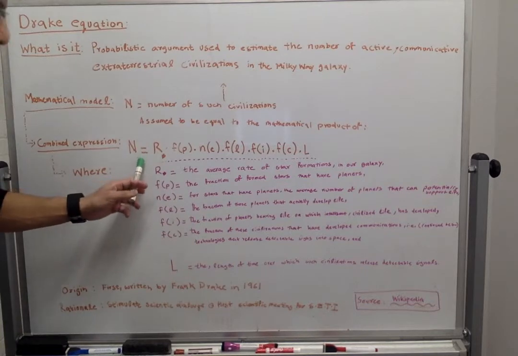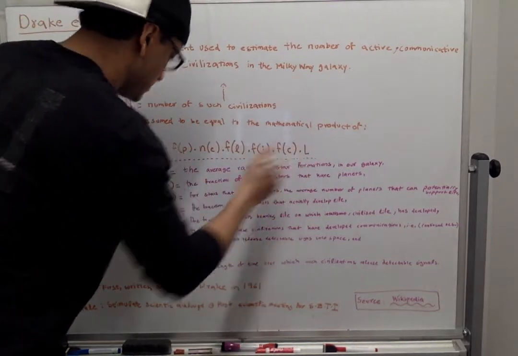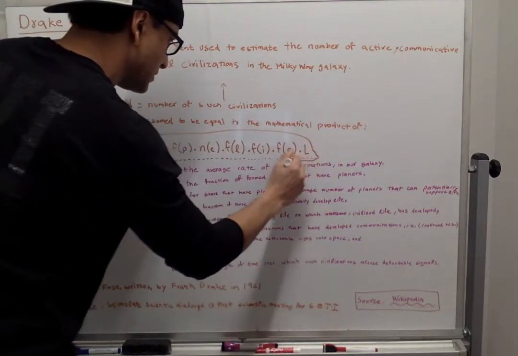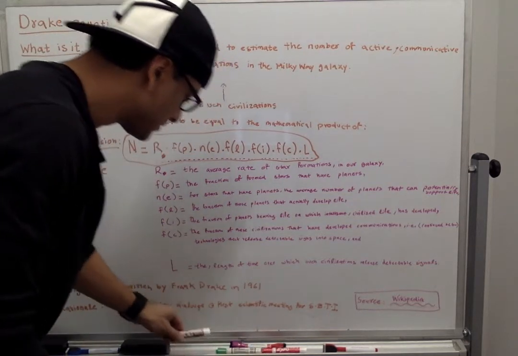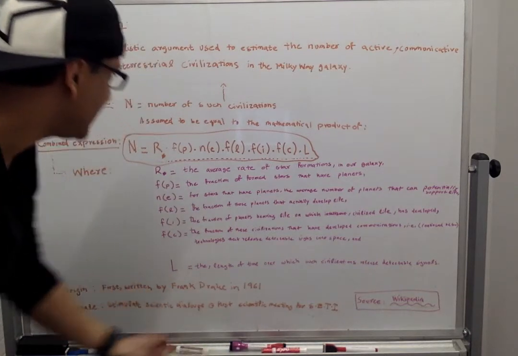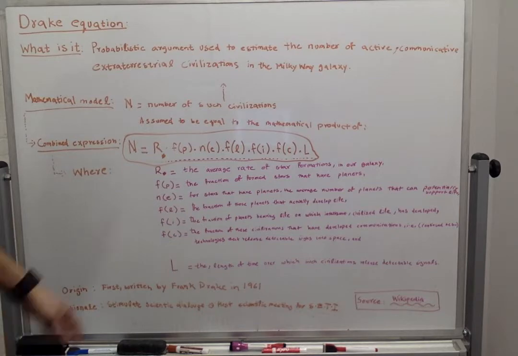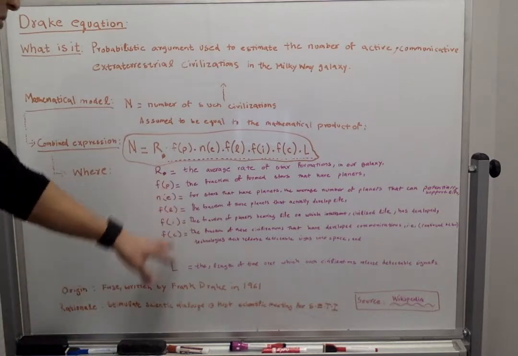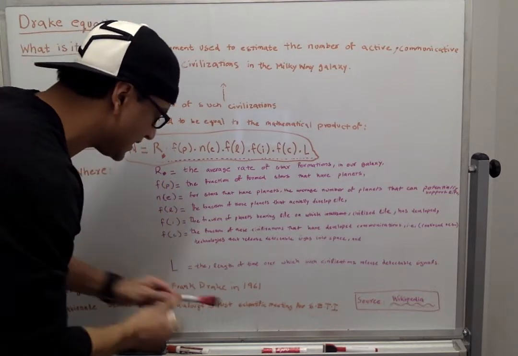The entire combined expression for the Drake equation can be summarized with this equation right here. This is the combined expression, and N indicates the number of civilizations that I began with, and N is a collection of the following variables, and we're going to talk about what these variables are in a couple of seconds.